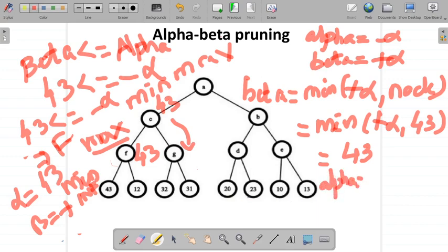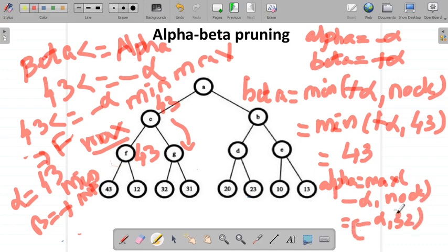So alpha is equal to max of minus infinity comma node value. So minus infinity comma node value is what? 32. So which one is maximum here? 32. So the alpha value is 32. Got it?